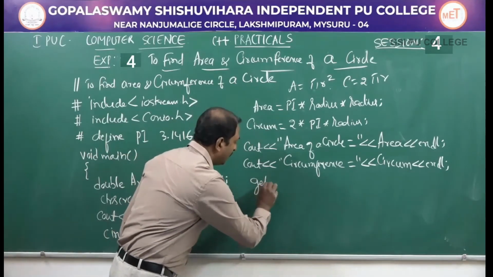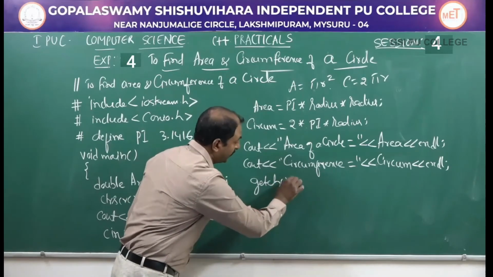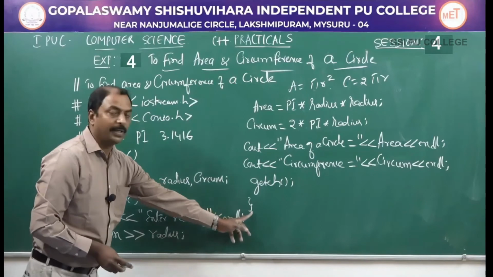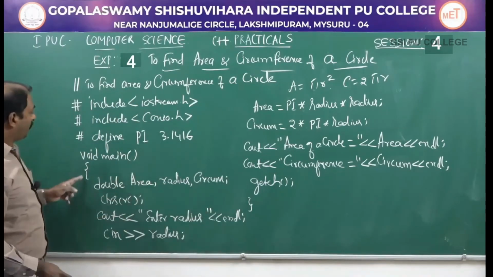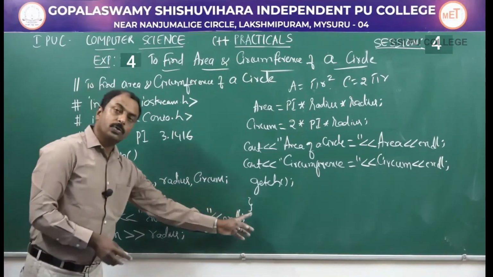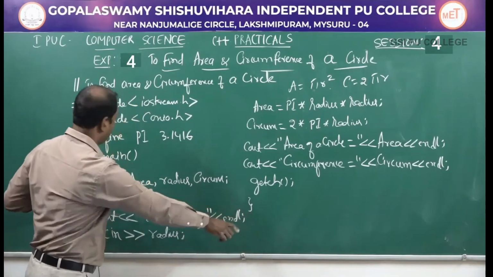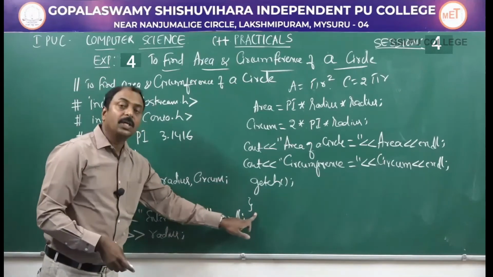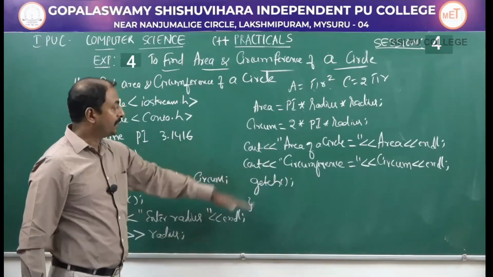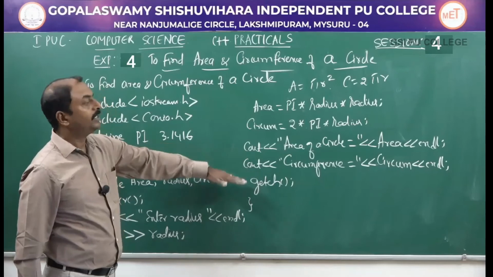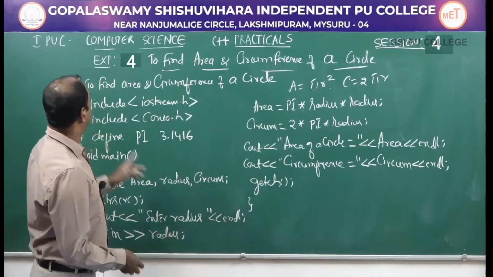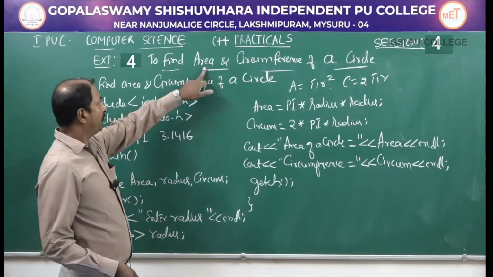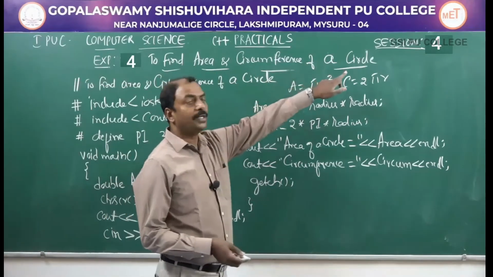After printing the output, you have to close the program. Generally, we use the getch function to close, and here I am closing the void main section. So this is void main open braces, and this is closed braces. Inside the function void main, between these two braces, we are supposed to write the programming statements. These are called executable statements. So this is a simple program to print the area and circumference of a circle.